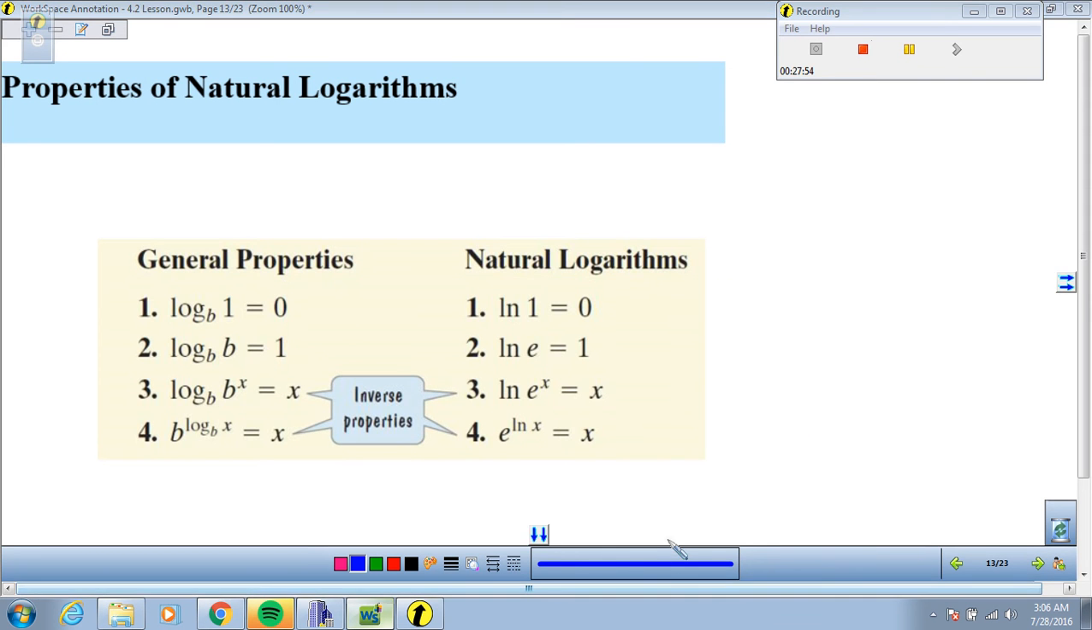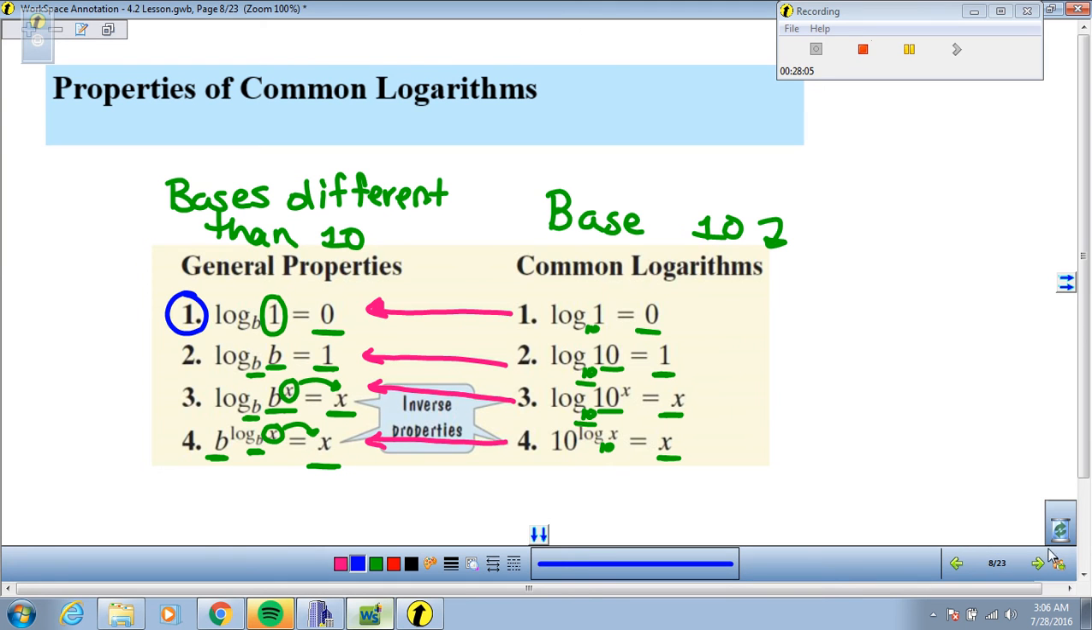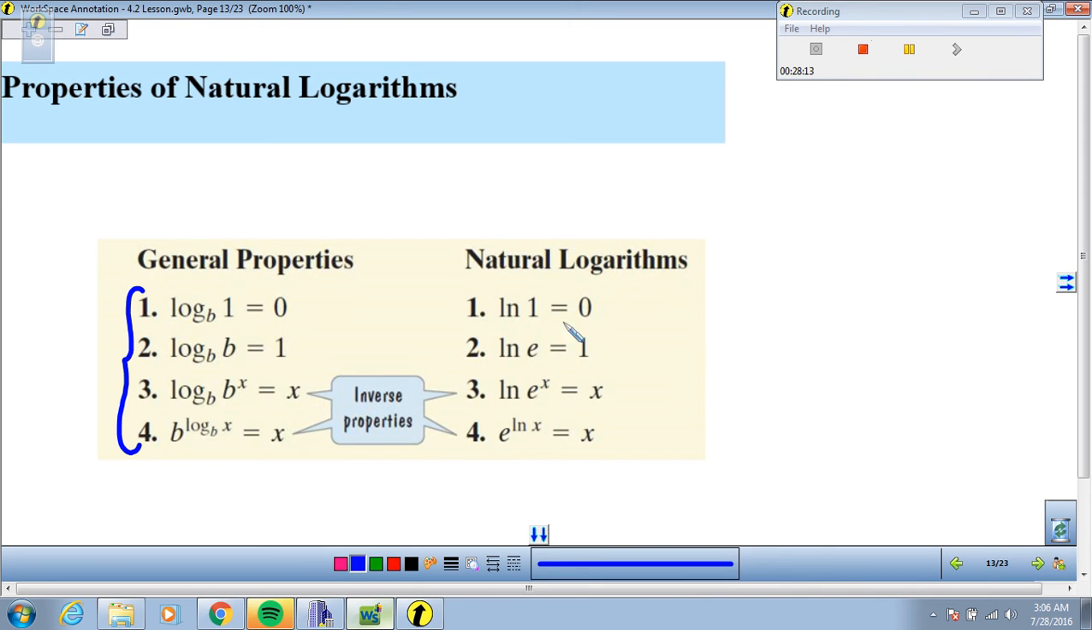Now here we have properties of natural logarithms. Okay. So we already saw all these properties right now in this slide over here. You see how they were common logarithms when the base is 10 for these regular logarithms? Well, now we have some rules for natural logarithms, where apparently I don't have a base, but the base is e, right? So it's helpful if you kind of memorize this one.